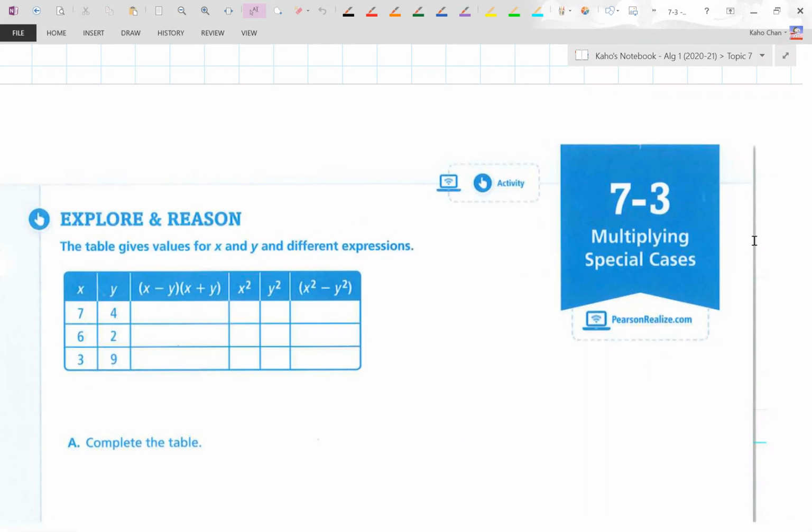Grab your student companion, note takers, turn to page 145. We're going to do some multiplying polynomials again, but this time it's 7-3, multiplying special cases. Let me know if you guys have any questions so far, but here we go. Let's get going. All right.